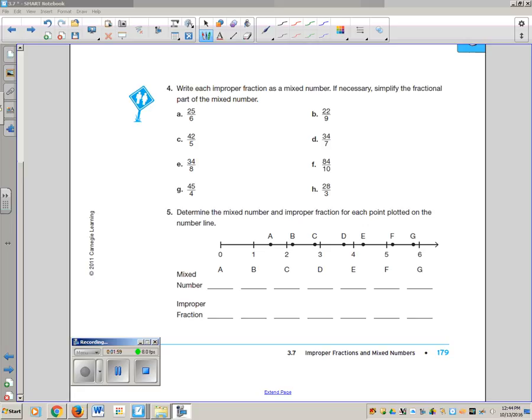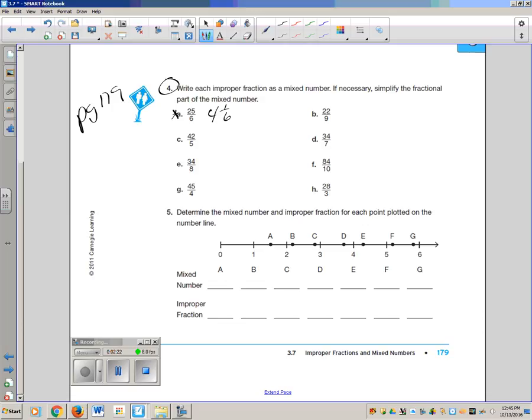I'm on page 179 now. Problem number 4. We are turning these improper fractions into mixed numbers. They are all division problems. 6 goes into 25 4 times. That takes me up to 24. I have 1 left over. Keep your denominator the same.